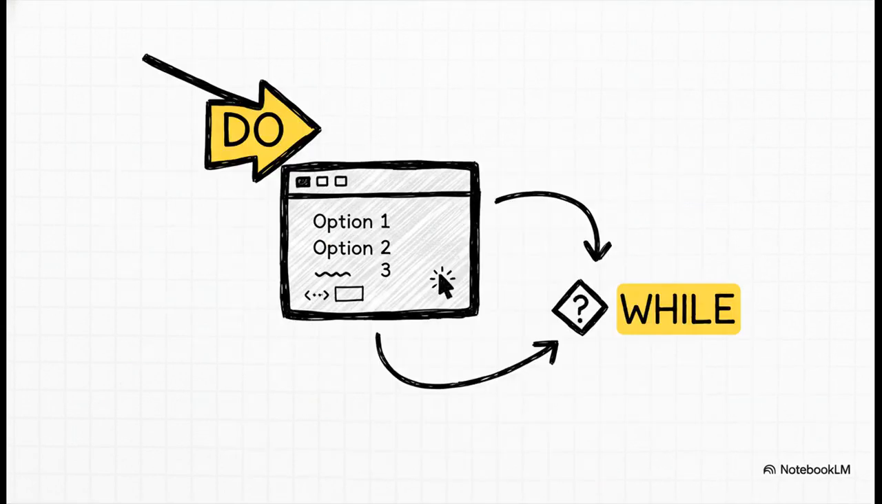So, when is this useful? Well, imagine a program that shows a menu of options and waits for you to pick one. You have to see the menu at least once to even make a choice, right? A do-while loop is absolutely perfect for that. It guarantees the code runs before any condition is ever even considered.